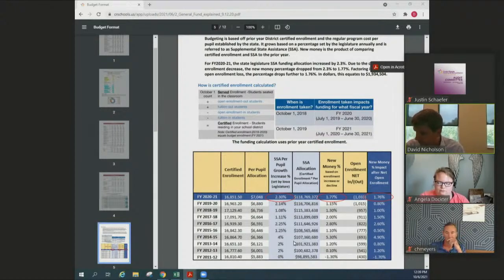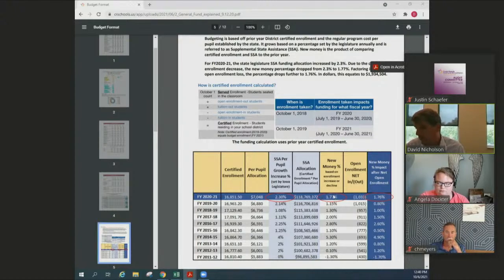Back in 14-15 it was 4%. But new money is a concept that a lot of schools use. When you ask what your new money is, it takes into account your enrollment impacts. It looks at your SSA, what the state did. If you have a larger number than this, that means you're a growing district, you have more students, and that pushes this number greater than your SSA number. But if you have less, that means you have declining enrollment, which lowers your SSA amount.